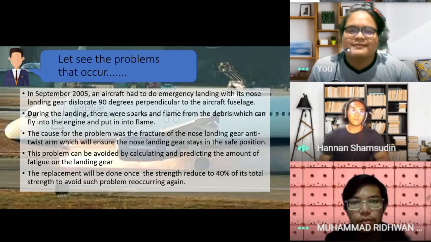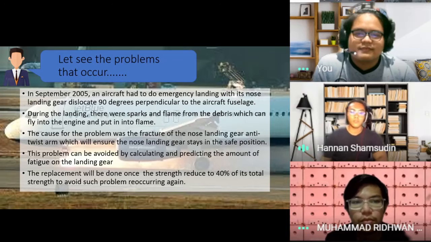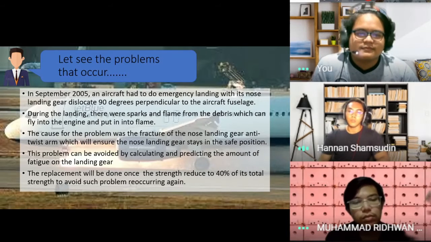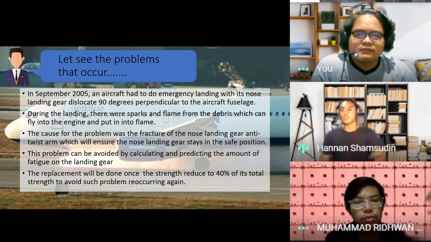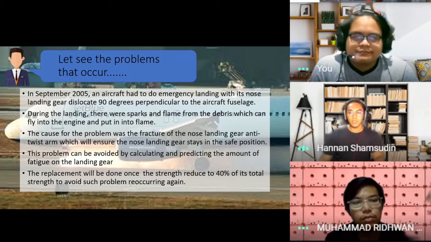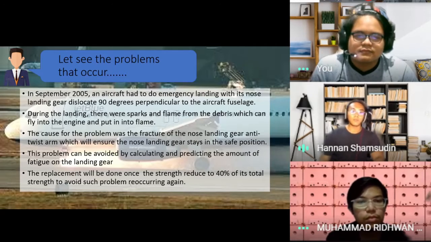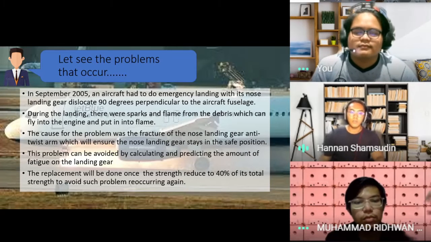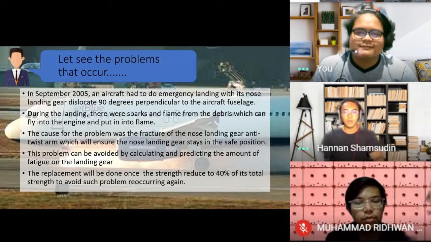So in September 2005, an aircraft had to do an emergency landing with its nose landing gear dislocated 90 degrees perpendicular to the aircraft fuselage. This was mainly because of the fracture of the nose landing gear anti-twist arm, a device to make sure that the nose landing gear is in its proper position. This problem can be avoided by calculating and predicting the amount of fatigue on the landing gear itself. The replacement should be done after the strength of the landing gear is reduced 40% of its total strength to avoid such a problem reoccurring.